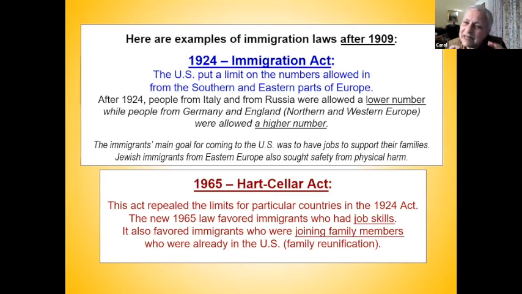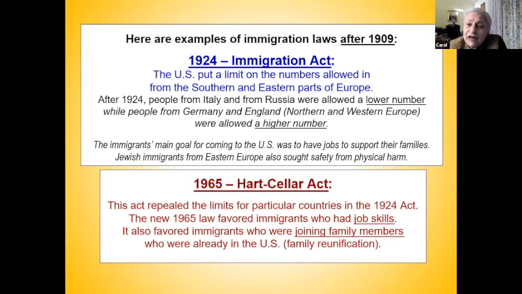But there was a limit on the number who could come from Italy and Russia, whereas a higher number were allowed in from Germany and England, from Northern and Western Europe, mostly because that's where a lot of previous people had come from. It took a long time, but in 1965, the 1924 Act was repealed. I actually had Italian neighbors when I lived in New York City, who came after 1965 because more people from Italy were allowed in. The 1965 law says we're not going to have those limits of the previous 1924 law.